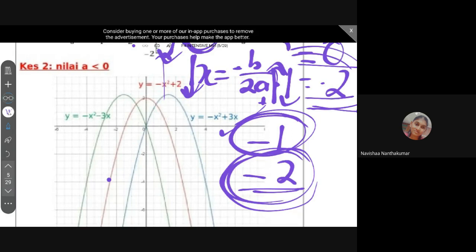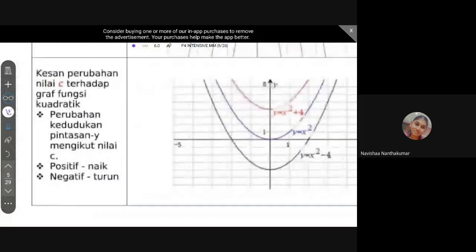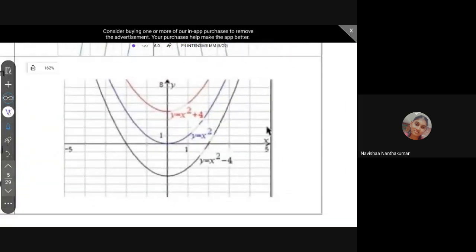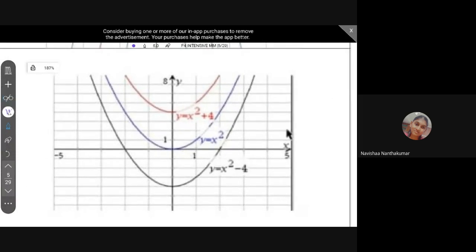Okay guys, so last condition for c value. Okay, I rasa c ni sangat mudah lah. C is easier to see. So let's say y equals x squared. Persamaan ini guys, ada pintasan y tak? This equation has y-intercept or not? Can you tell me? Yes or no? No, very good. Sebab tambah kosong. Maksudnya tak ada apa-apa kat situ.